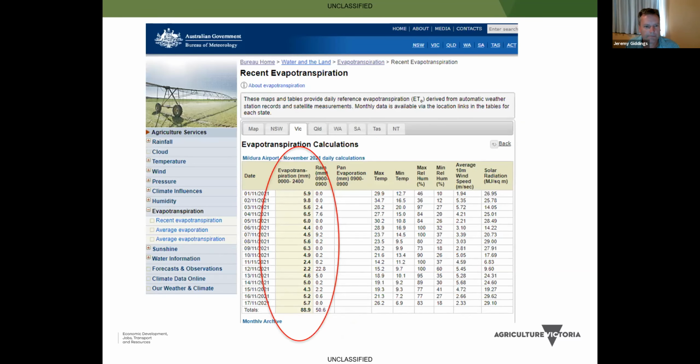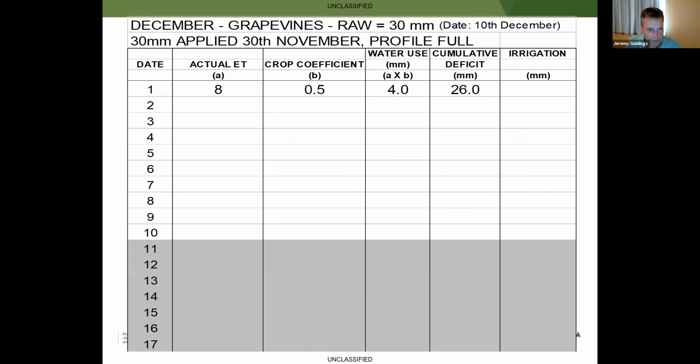This is some figures from the Mildura Airport. So whatever your source of information is, and it might be your own weather station that can generate ETO figures, or something public, then that's what you need, a set of those numbers. And the way we used to use them in a spreadsheet, here we have the ETO. You might have taken that from a weather station. It's 8 mils a day. The crop coefficient for this time of year is 0.5, and we do the maths.